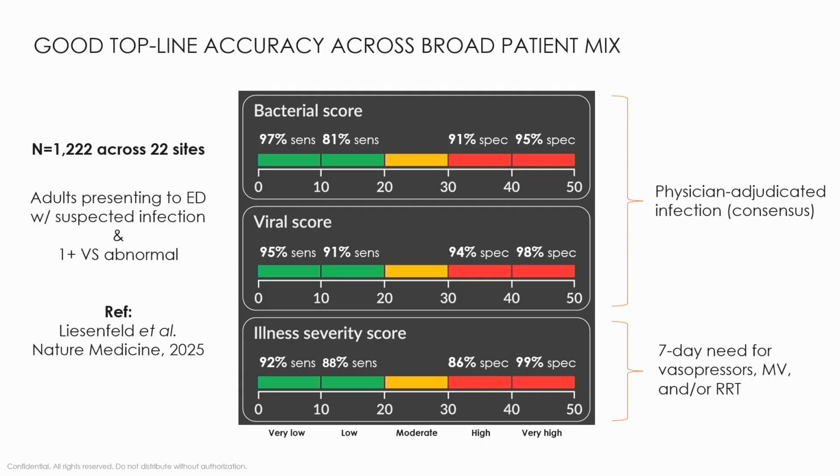This test was evaluated in about a 1,200 specimen study that was conducted at 22 sites across the US. It was adults presenting to the emergency room with suspected infection, plus 1 abnormal vital sign. You'll notice one of the things as you look at all of the data on these technologies: they give you a lot of negative, or rule-out, performance data, and a lot of high performance data, but they don't give you a whole lot of data in this in-between population. And there's a reason why.